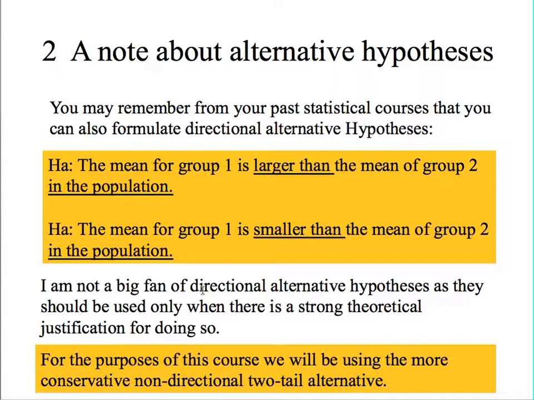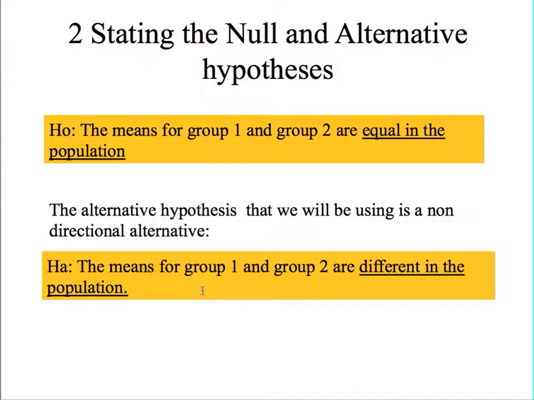And they're less conservative. So for the purpose of this course, we will be using the more conservative non-directional two-tail alternative, right? We will have one null, it is always a null, and one alternative. The means for group 1 and group 2 are different in the population.